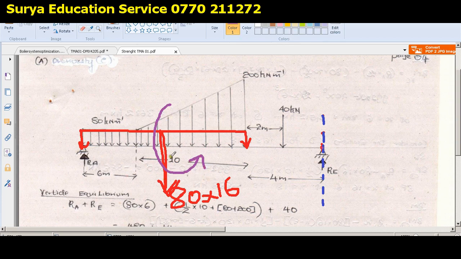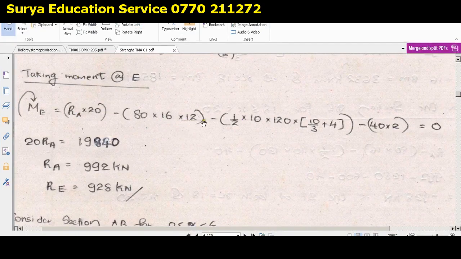So what is the length? Here to here we have 4, and this is 16, so here to here we have 8. Is that clear? Here to here 4 as given in the diagram, and here to here 8. So the total will be 12. So now you are getting 80 into 16 into 12. This 12 is the distance from the center point of the resultant load to the point we are going to consider for the moment. Is that clear? Yes.